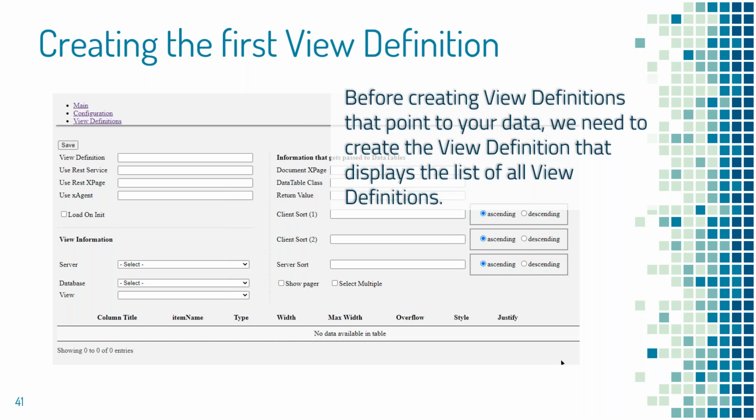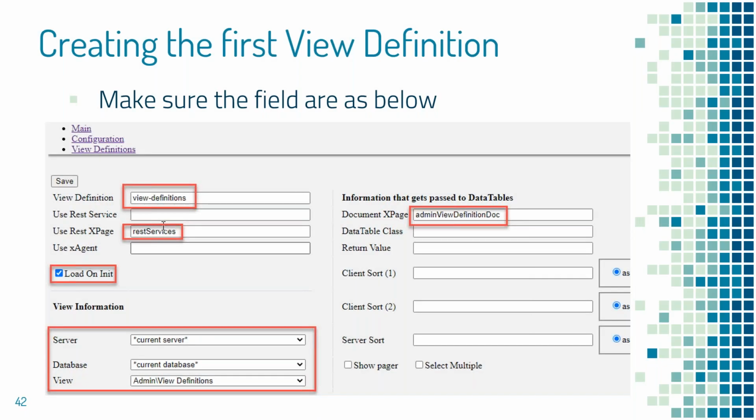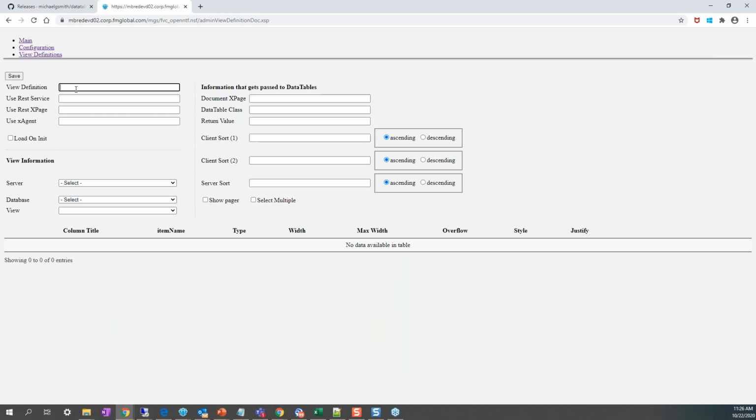Before creating view definitions that point to your data, we have to create the first one. And here's what we're going to do. We're going to live here create this view definition as you see here. Very important, it should be called view definitions. And we'll talk more about all of the fields and options here as we move through some different demos.